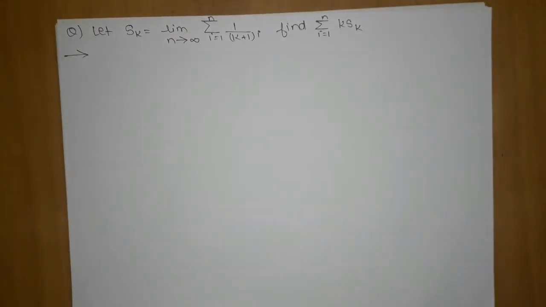The next question is as follows, which says let Sk be equal to the limit n tends to infinity of the summation i is equal to 1 to n of 1 upon (k plus 1) to the power i. Find the summation i is equal to 1 to n of k into Sk. We want to find this value. Now how will we do it?